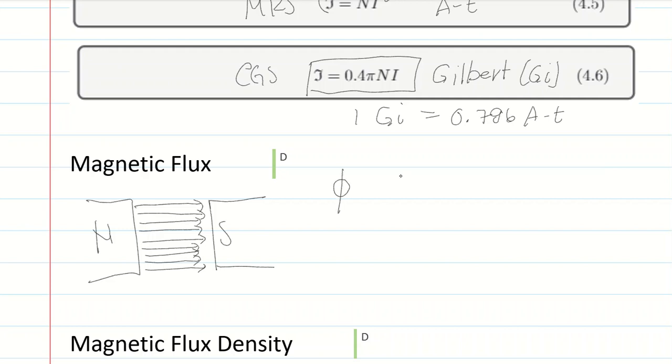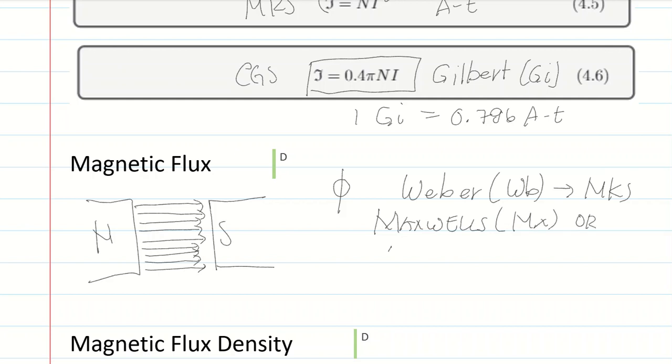And the unit for magnetic flux in MKS, we use Weber, Wb. In CGS, we use Maxwells or lines, Mx. And the conversion between the two, 1 Weber is equivalent to 1 times 10 to the 8 Maxwells or lines.